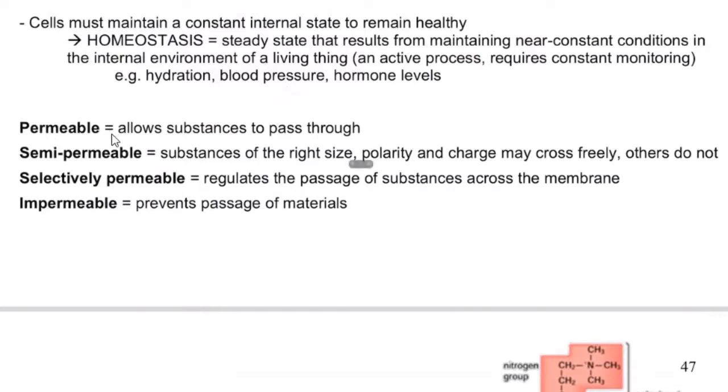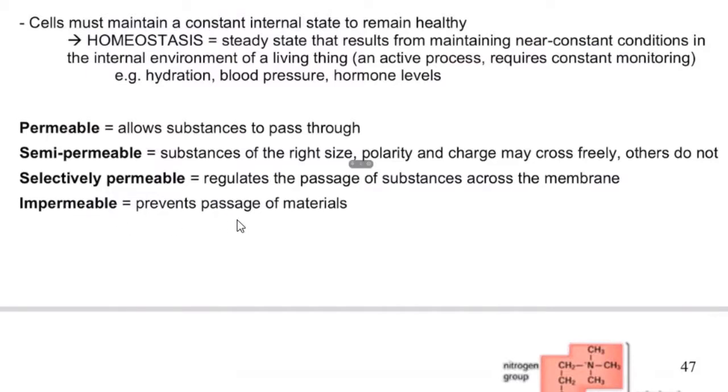There are 4 terms that you need to be comfortable with: permeable, semi-permeable, selectively permeable, impermeable. Really, these are just words that describe whether things can pass through the membrane or not. If the membrane is described as permeable, it can be permeable and allow one particular substance through, but at the same time, it can be impermeable to other things, so stops other things from going through.